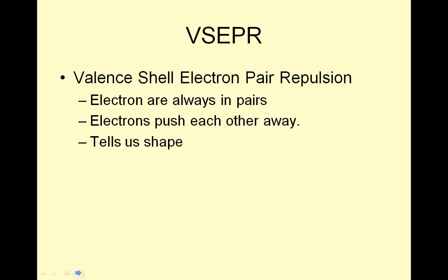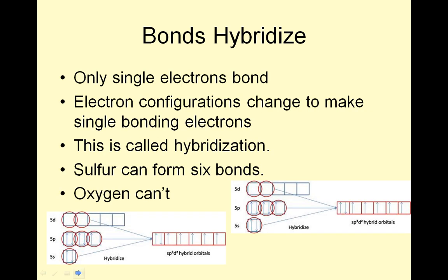I just showed you that. VSEPR, valence shell electron pair repulsion. Electrons are always in pairs. Remember, that would make them full orbitals, which would make them stable. Electrons push each other away. This tells us the shape. Because electrons are negative, they repel other negative things.